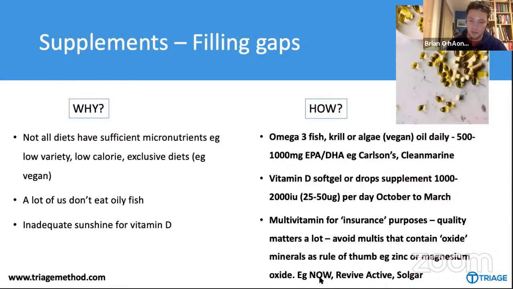Brands that I like: Now Foods, and Revive Active is very, very popular in Ireland because it's sold and pushed in pharmacies. I think it's a little bit overpriced, but it is a good product. So if you want to be safe and get something you can easily get your hands on, then it's absolutely a good multi. And then Solgar, again, kind of on the expensive side, but definitely a high quality brand.